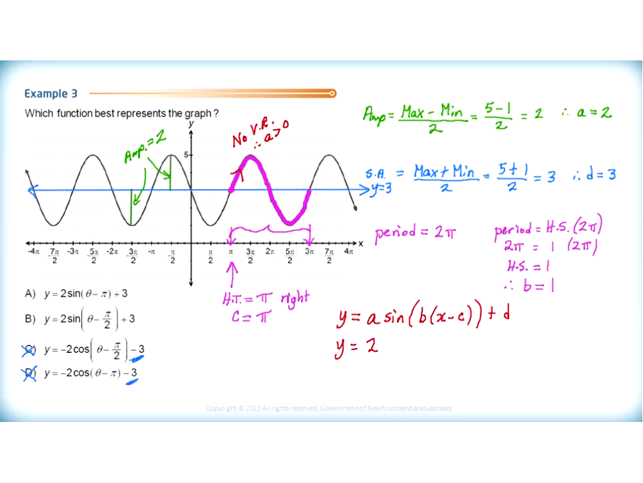So y equals 2 times the sine of 1 times (x minus pi), and that will be plus d, which is your value of your sinusoidal axis. The value of x there is given in terms of radian measure in the equation. So this answer then corresponds with A as the multiple choice solution.